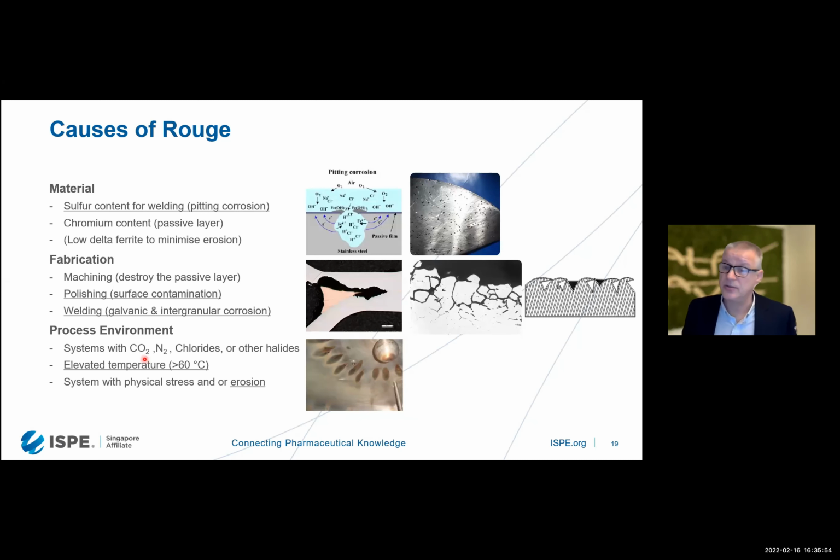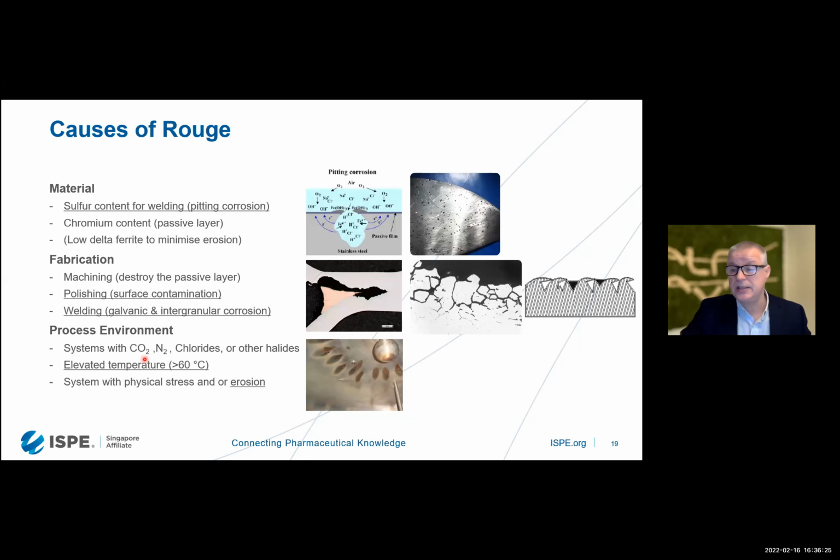And then, of course, it's the chromium content that is important, because if you don't have a high chromium content on the surface, it will be difficult to generate the strong passivating layer. And then we could mention the low delta ferrite, but this is only in equipment where you need to be concerned about low delta ferrite. If we look at the fabrication, which is also a very, very big problem with rouging.